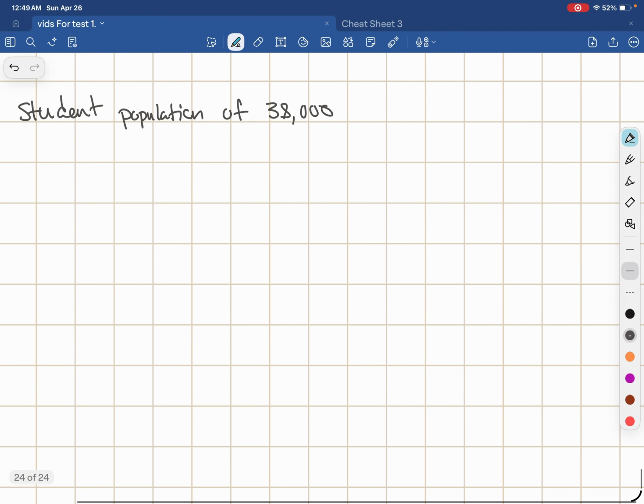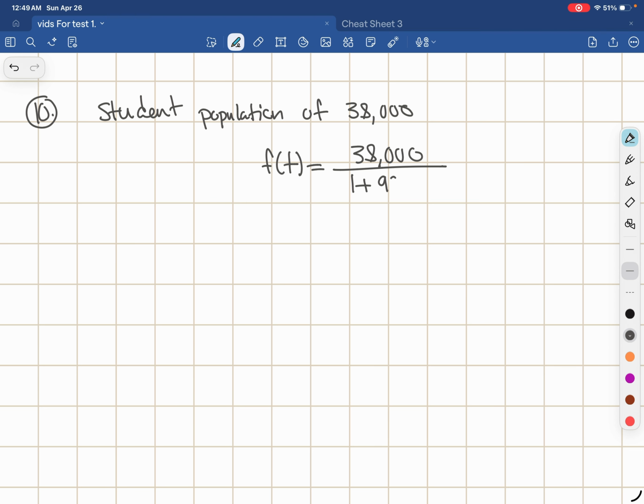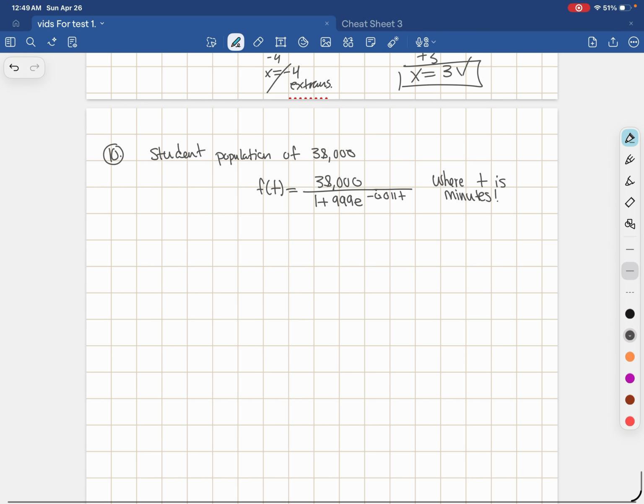If the spread of the disease is projected by the formula, F of T is equal to 38,000 over 1 plus 999 E raised to 0.011 T, where T is minutes. This is the information that's given.